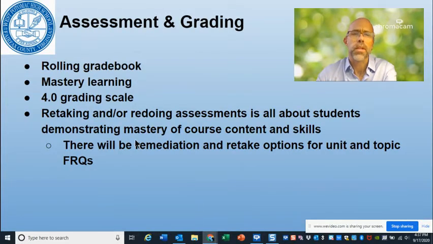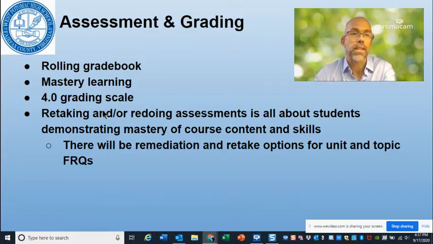We use a rolling gradebook in this class, just like everyone else this year in West Potomac. The idea of the course is mastery learning, so students are given the opportunity to retake or redo assessments that would demonstrate mastery of previously learned work, assignments, and assessments. In this case, it really comes down to FRQs, which are the basis of understanding for each unit and topic.